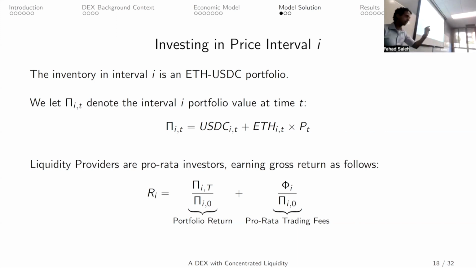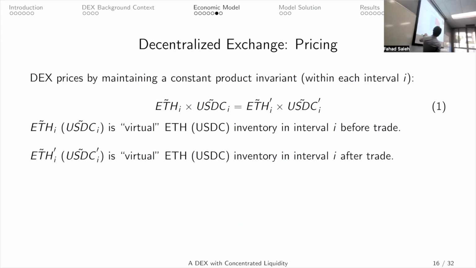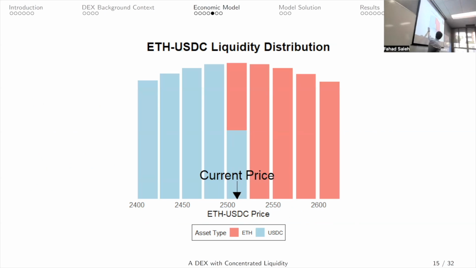Every interval corresponds to a portfolio, because every interval has some composition of ETH and USDC that it owns. And so I can think about the portfolio value per interval. So I is the interval, this width. You can pick this one as an example, or this one or this one. This width corresponds to some inventory, and I can talk about the portfolio value of that inventory. It's the one I'd be interested in if I'm providing liquidity to this one.